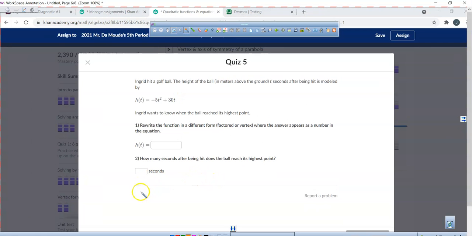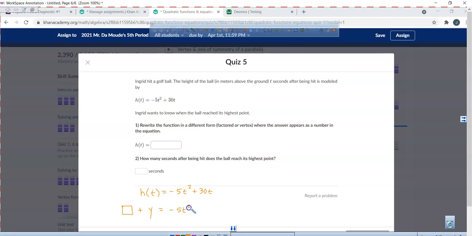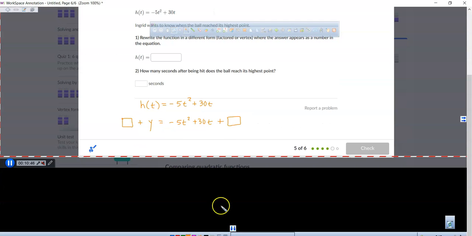Okay, so we have h of t equals -5 t squared plus 30t. Now this is in standard form. We got to change it to vertex form. So here's what I'm going to do. Put an empty box plus y, just changing that to y equals -5 t squared plus 30t plus an empty box. We're going to complete the square on this.